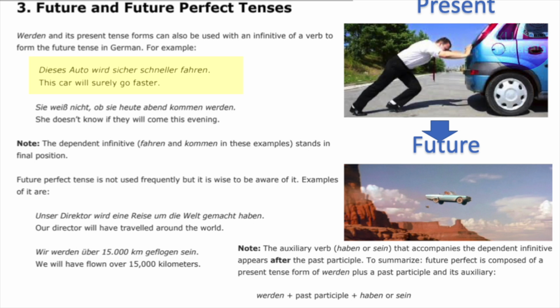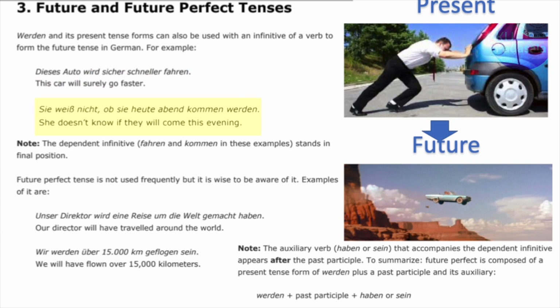In this example, dieses Auto wird sicher schneller fahren. We have that classic formula in which wird is the conjugated verb in the second position after dieses Auto, and fahren comes at the very end. This car, surely, or sicher, schneller, faster, fahren, go, and of course will has already put that into the future tense.